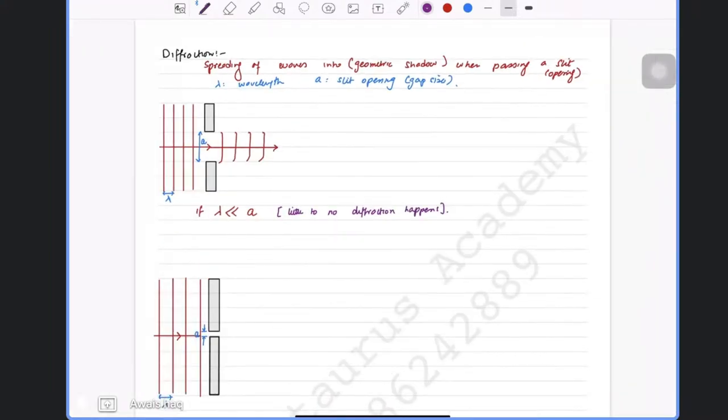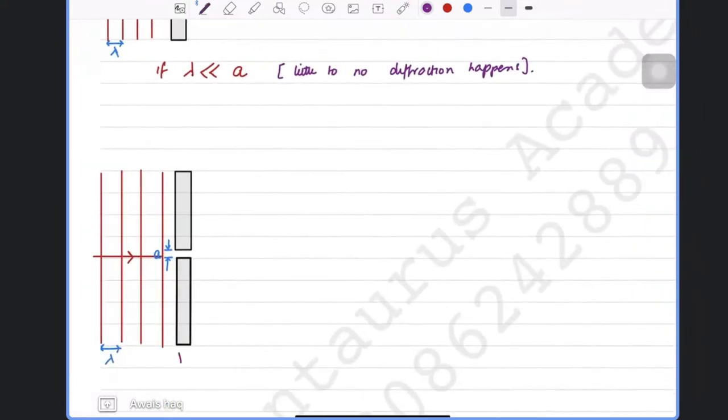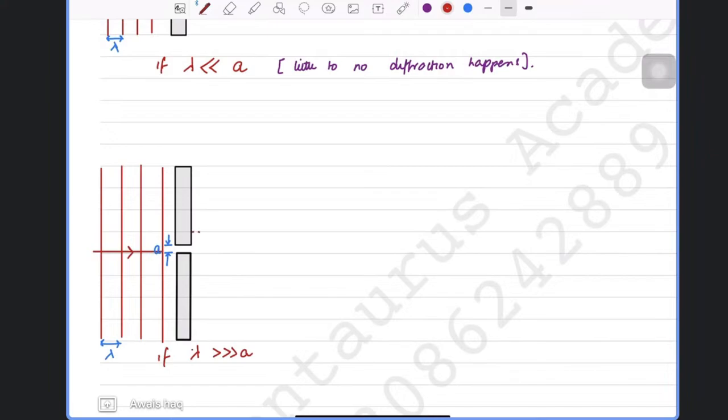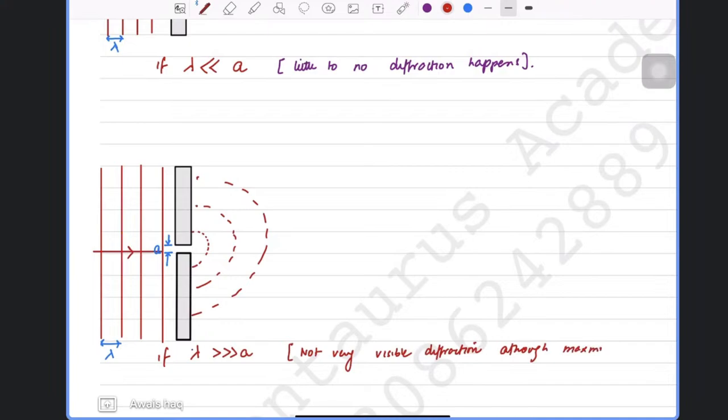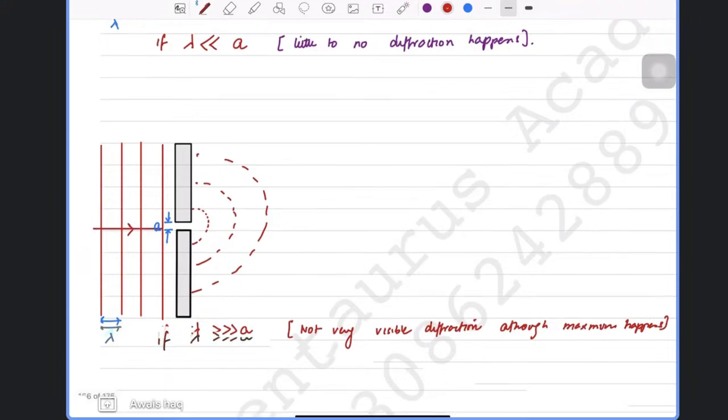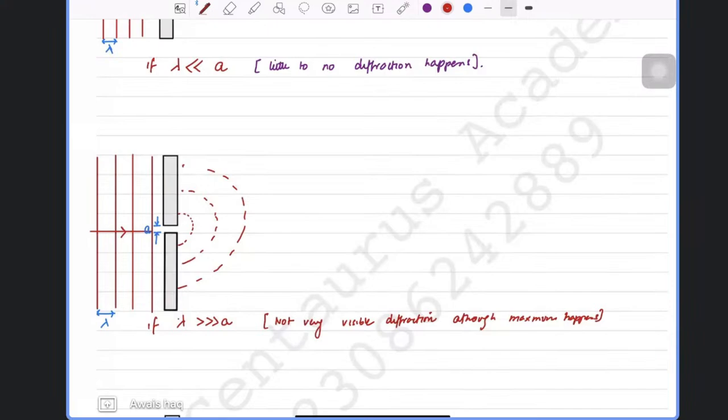But in case the wavelength is, let me write with this right color, if wavelength is very, very huge compared to A, then diffraction does happen, but it's not very visible. So not very visible diffraction, although maximum happens. All right, so we just don't take it as maximum because we can't see it. All right, that's fine. So that's the idea of it. And as you can see, the waves are now going in all directions, even in the geometric shadow, which is behind the wall. Is it clear, everyone?